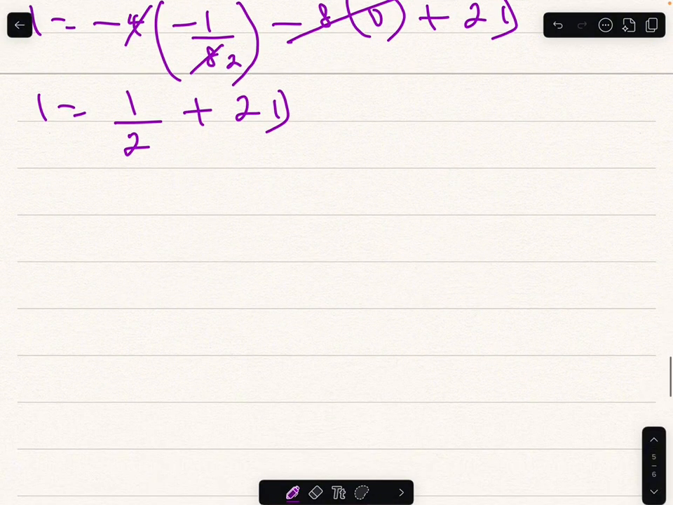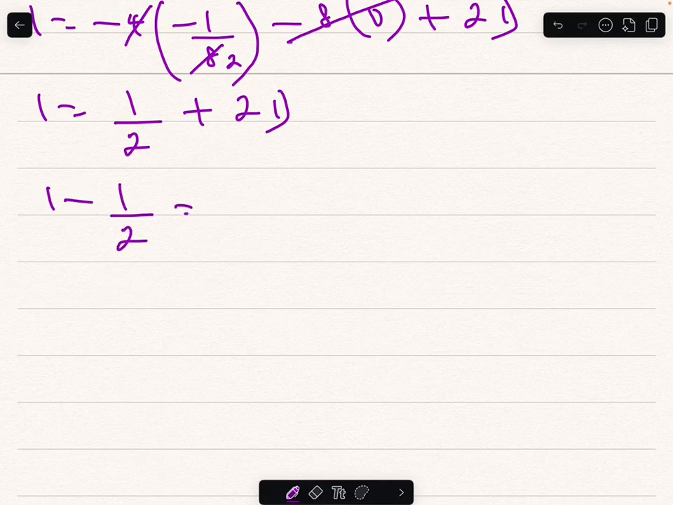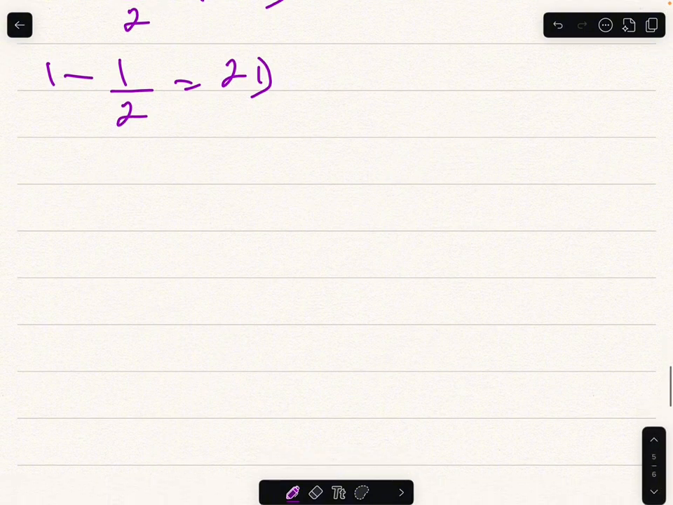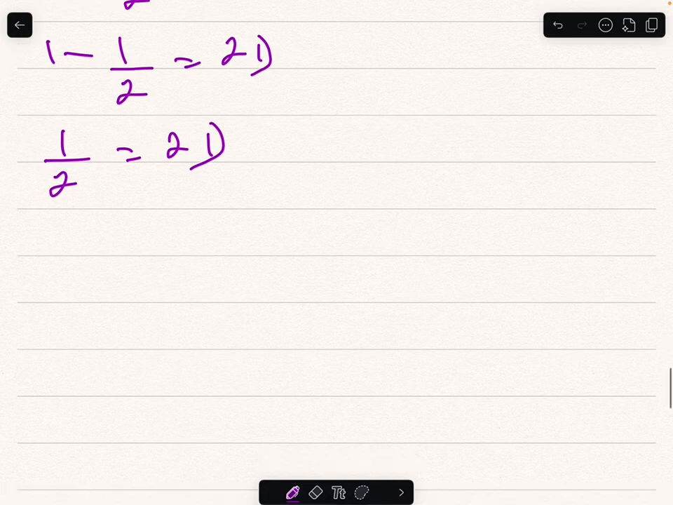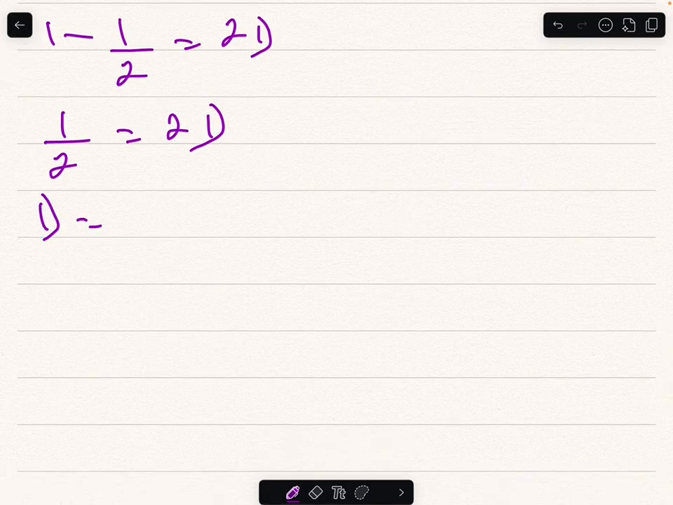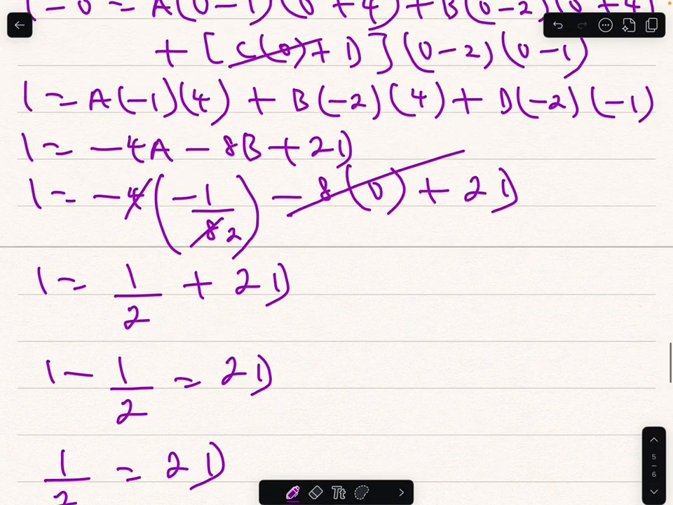And that simply means 2d equals, or I can write it this way, 1 minus 1 over 2 equals 2d, which means 1 over 2. 1 minus half is half, that means 1 over 2 equals 2d. And that therefore means d equals, if we divide through by 2, 1 over 2 divided by 2 is going to be 1 over 4. D is equal to 1 over 4.